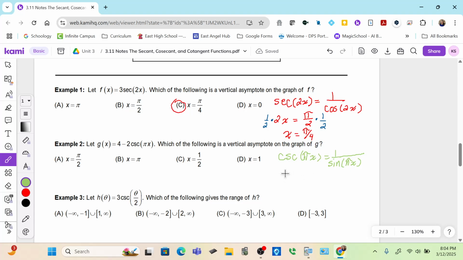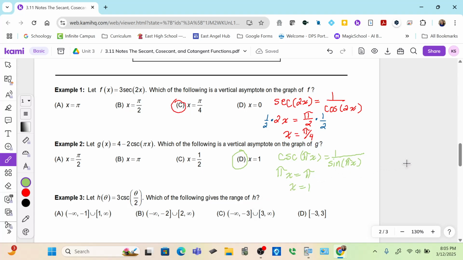So my next option would be pi. So I'm going to set pi x equal to pi. And when we solve this, we get x equals 1. And x equals 1 is one of our options for a vertical asymptote.